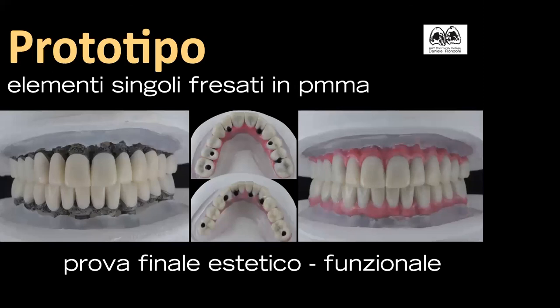The milled resin thimble prototype. We have to make prototypes with a milled bar blocked with wax. It helps the dentist to be able to check better.